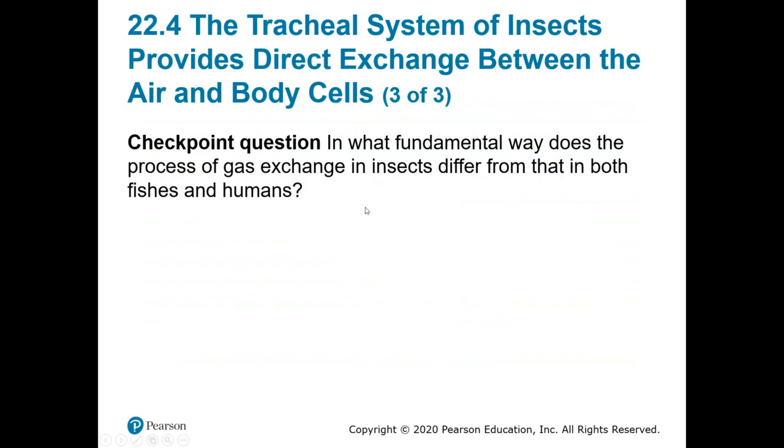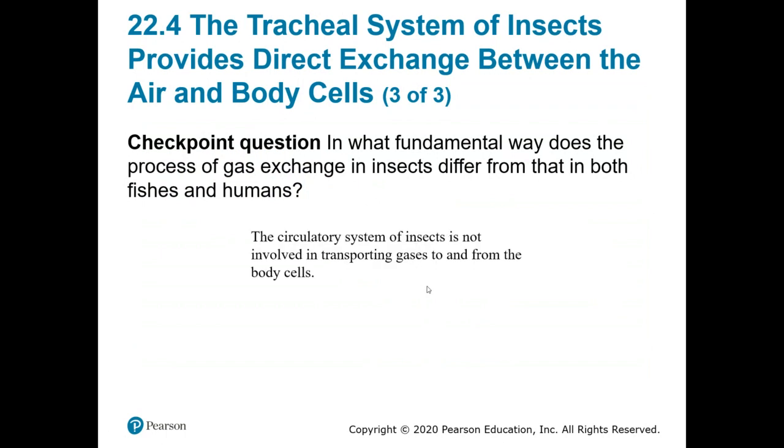Right, so in what ways does gas exchange in insects differ from that in both fishes and humans? The circulatory system of insects is not involved. It just basically allows the air to come in, bathe the tissues, and then come back out as CO2. So again, it's efficient enough to provide that insect with enough oxygen, but they don't have that circulatory system involved.